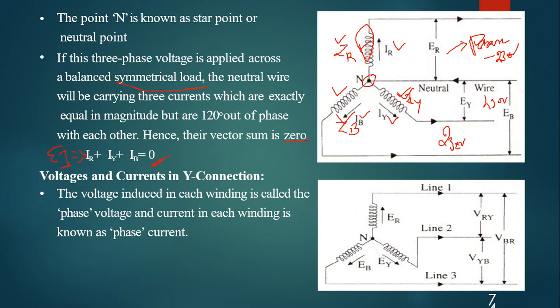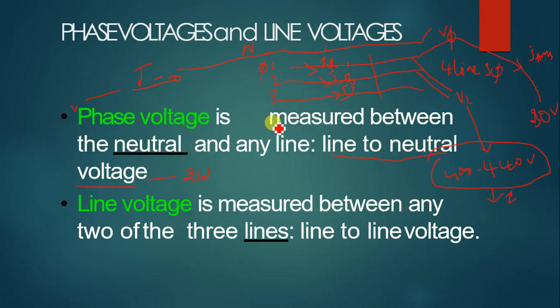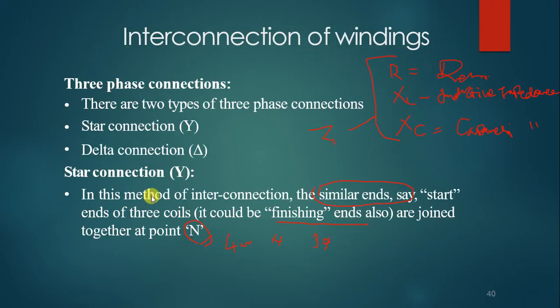Now we will take the voltage. We have seen the phase voltage. Let us check the line voltage. We have already checked what the phase voltage and the line voltage are. Clear? Measured between neutral and the line is called the phase voltage. Between any two lines it's called the line voltage. Just keep this in mind.